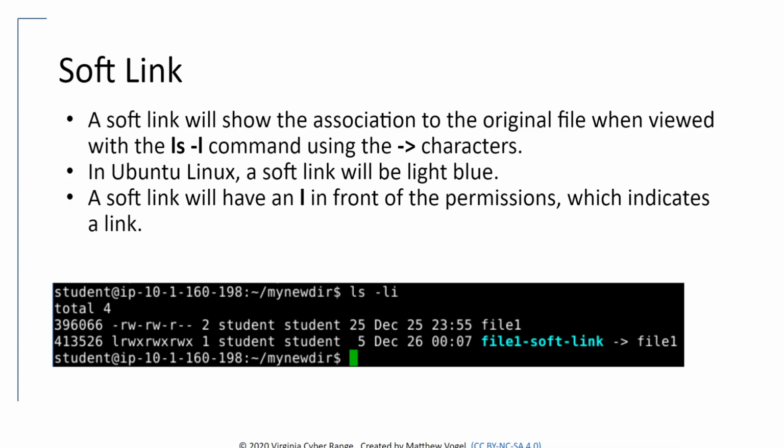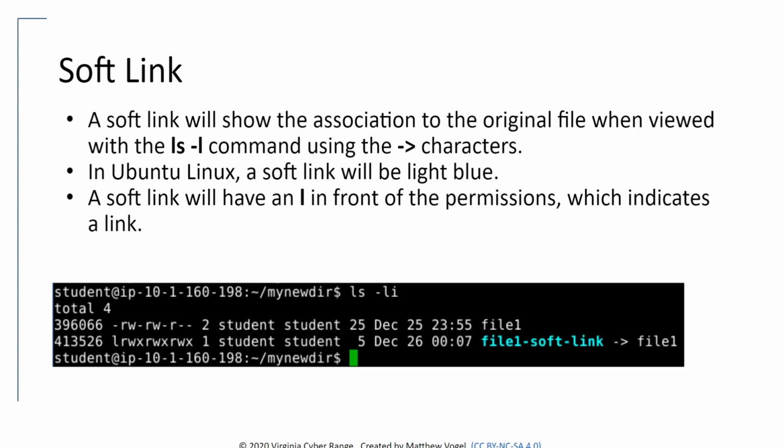A soft link will show the association to the original file when viewed with the ls -l command, with a dash and greater-than character. In Ubuntu Linux, a soft link will be light blue. A soft link will also have an l in front of the permissions, which indicates a link.